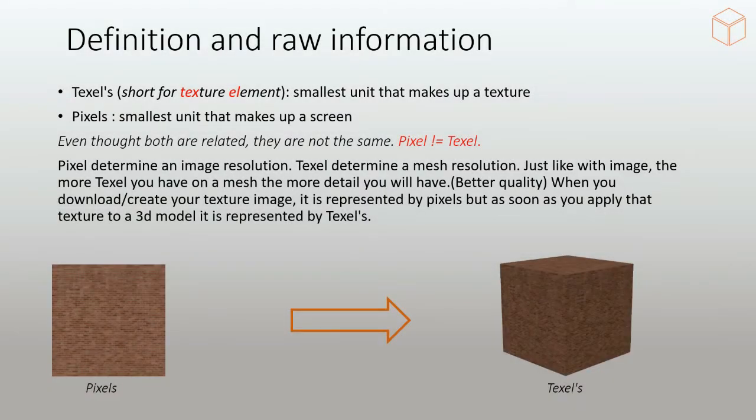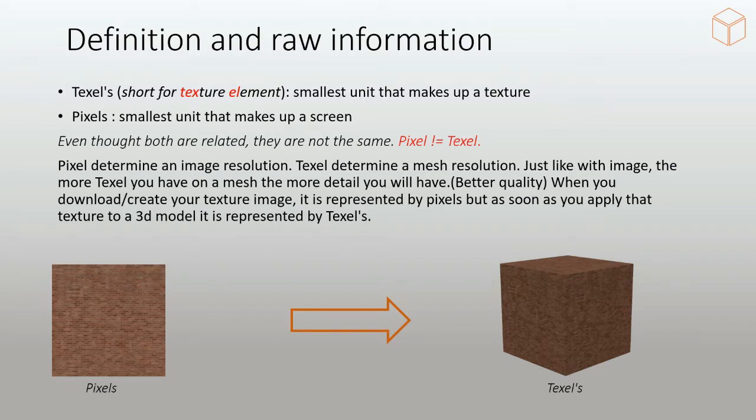So, definition and raw information. We can't speak about texels without speaking about pixels. Texel is short for texture element, which is the smallest unit that makes up a texture. And pixel, on the other hand, is the smallest unit that makes up a screen. Even though both are related, they are not the same.